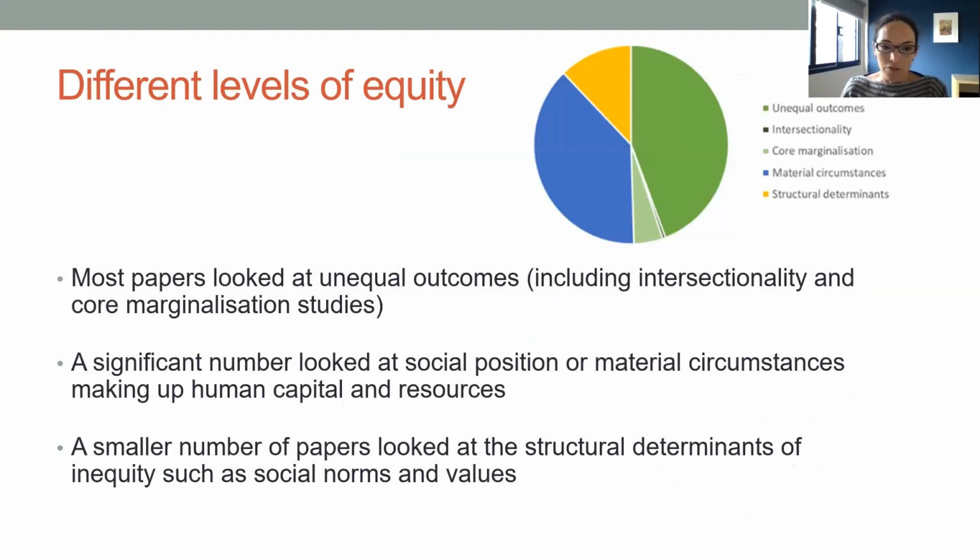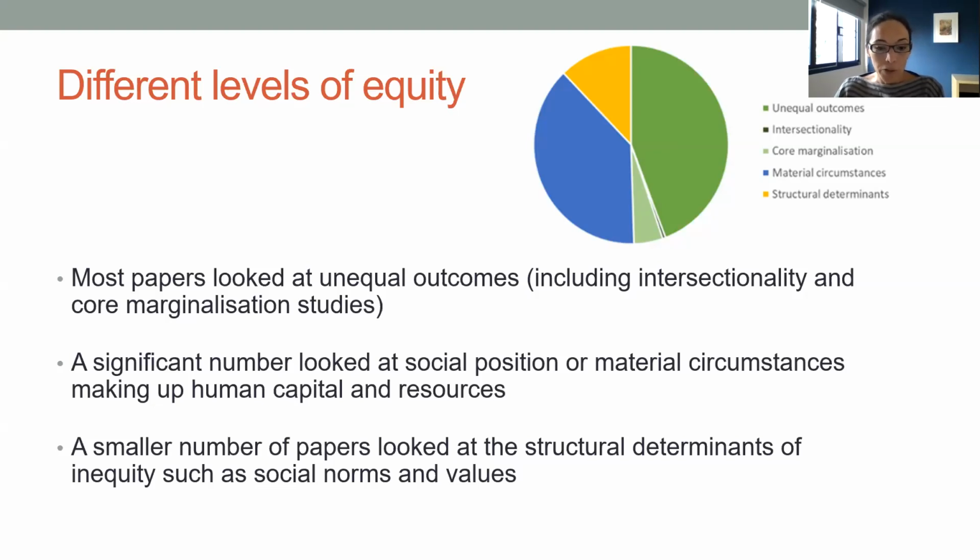In summarising the different levels of equity that we saw in these papers, of all of those different aspects of equity mapped according to our conceptual framework, a majority of papers looked at unequal outcomes stratified by personal characteristics, gender, poverty, things like that. So 185 of the papers looked at those. A significant number looked at social position or material circumstances making up human capital and resources. So 160 papers looked at that. And a smaller number looked at the structural determinants of inequity, things like social norms and values, and we had 51 papers on that.